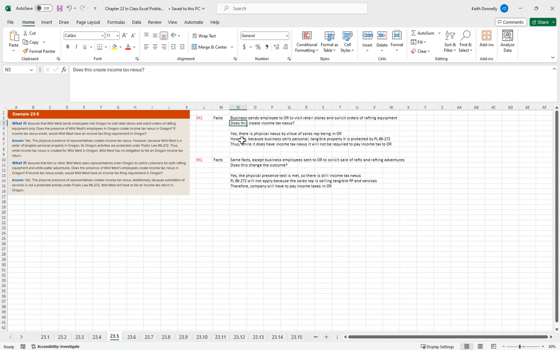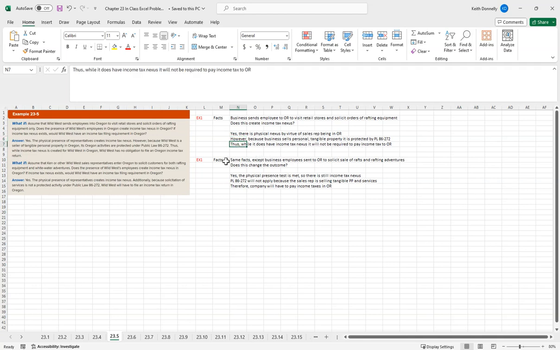it says a business sends an employee to Oregon to visit retail stores and solicit orders of rafting equipment. Does this create income tax nexus? Well, yes, there's physical nexus by virtue of the sales rep being in Oregon. However, because they're selling personal tangible property, it's protected by Public Law 86-272.